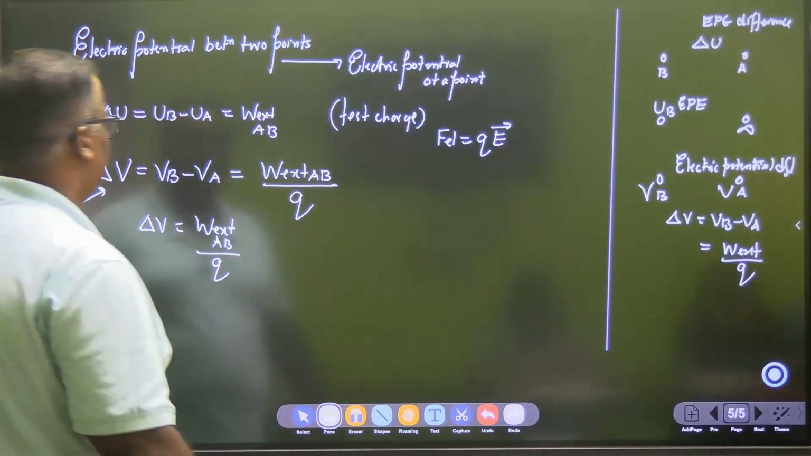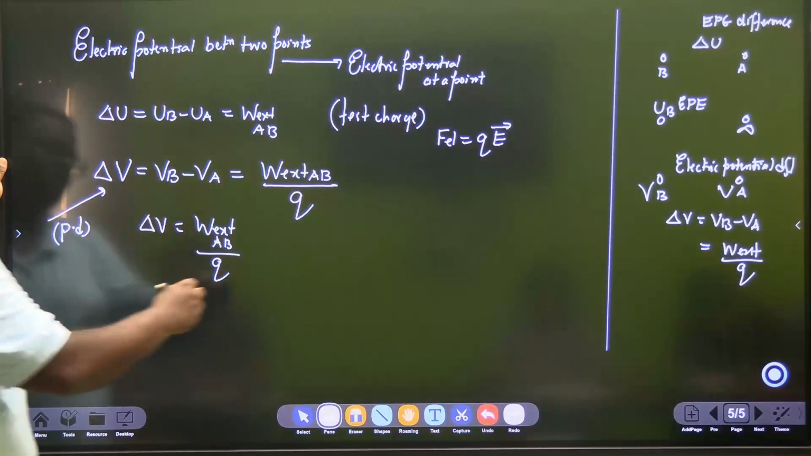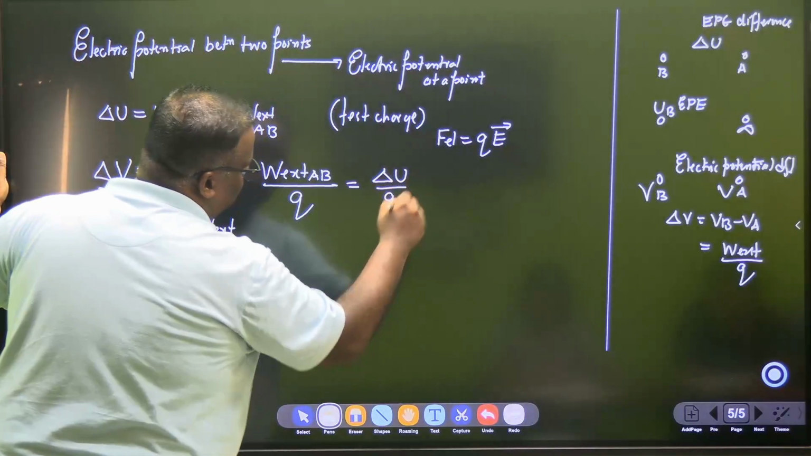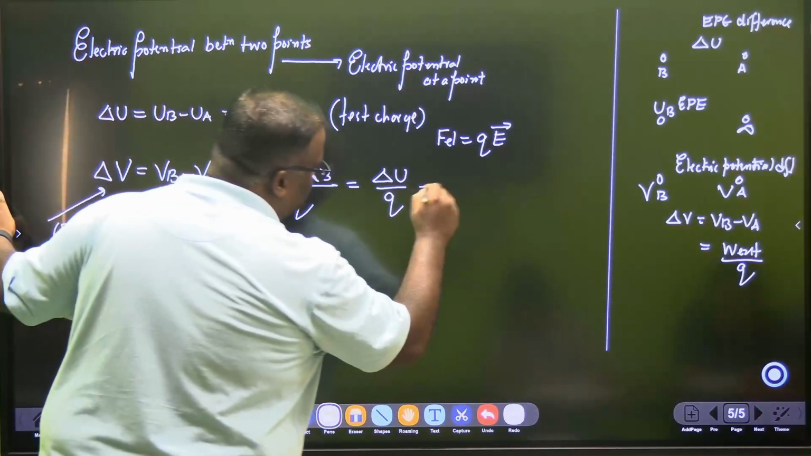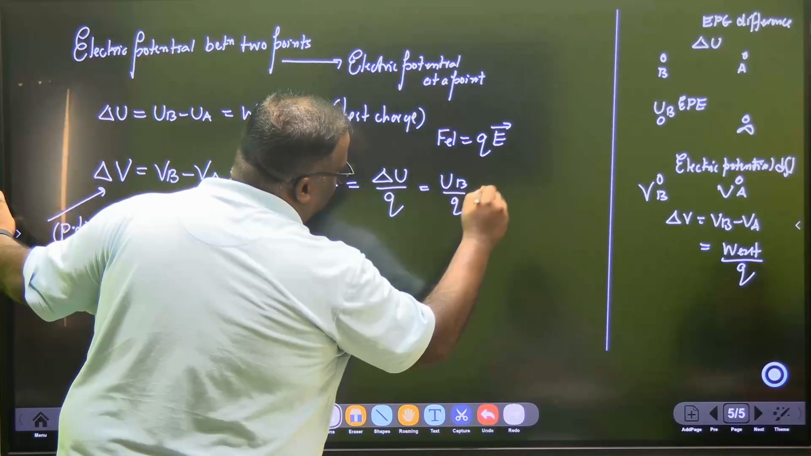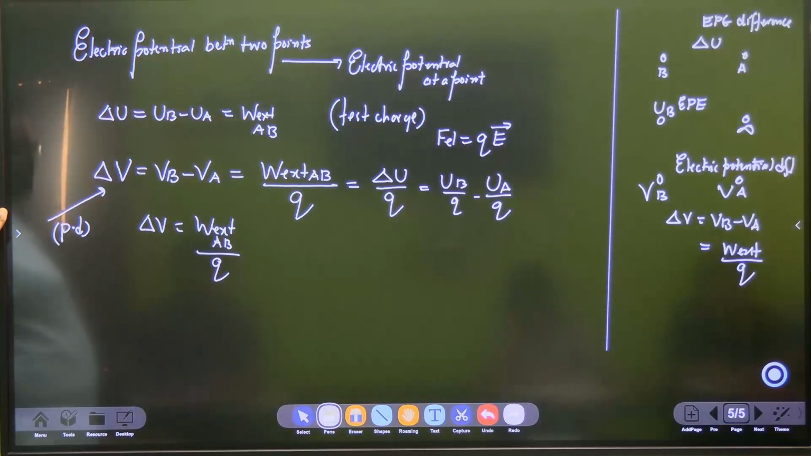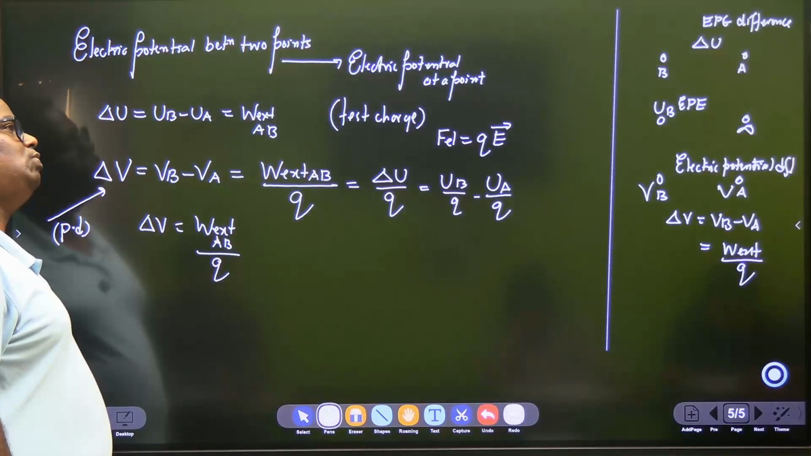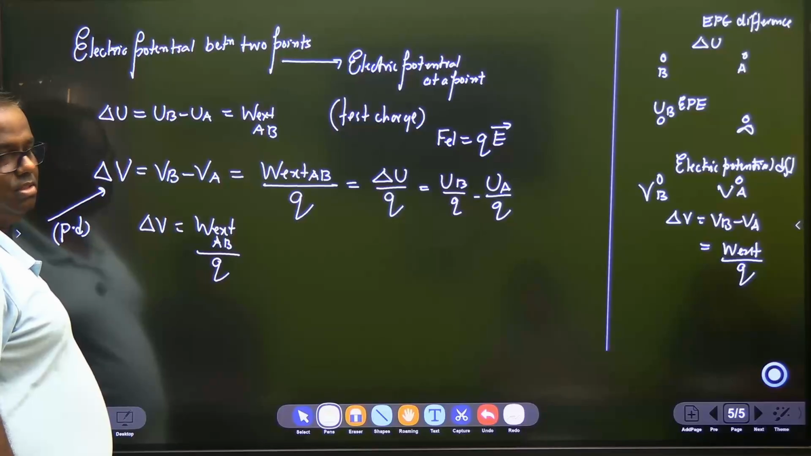Per unit charge. And this is VB minus VA. W external is also what, beta? Delta U by Q. Delta U by Q is also UB by Q minus UA by Q. Nobody stops me, right? Got it? So what is the electric potential difference between 2 points? The electric potential difference between 2 points is the work done per unit charge.